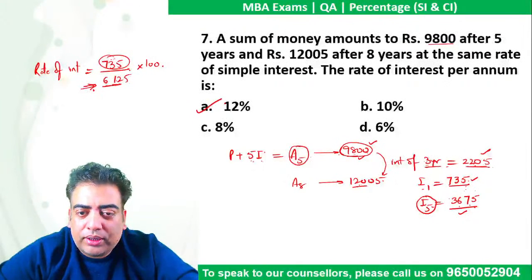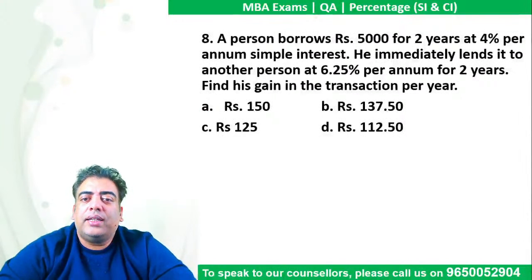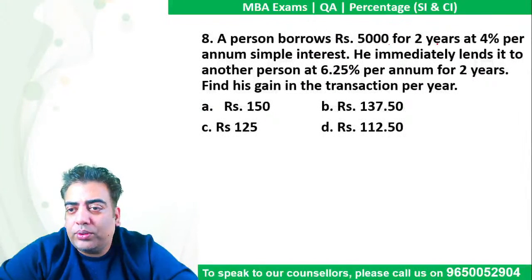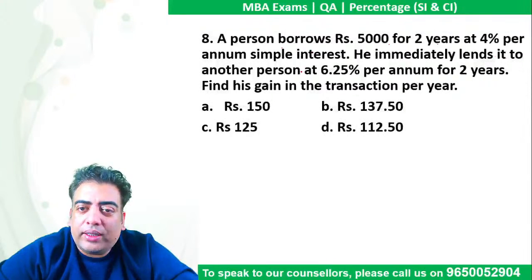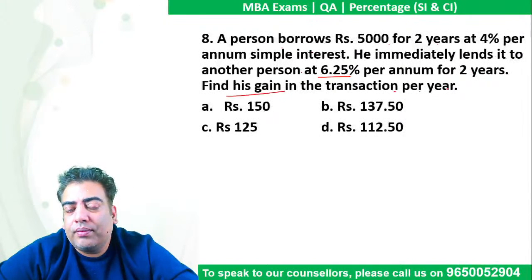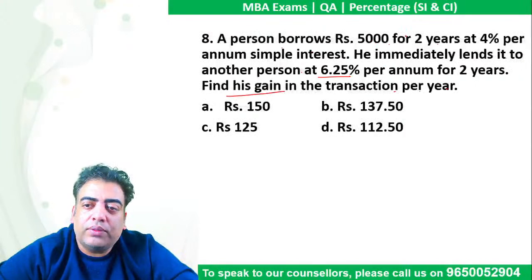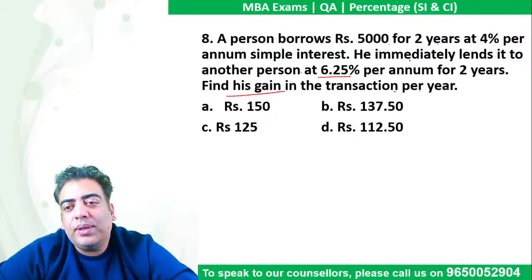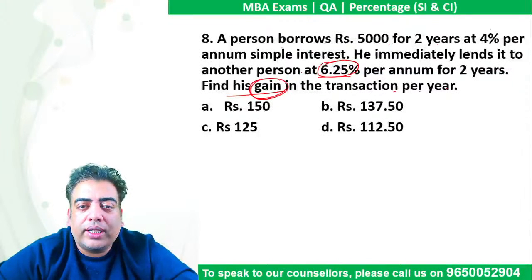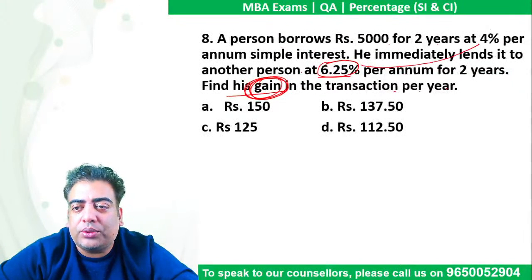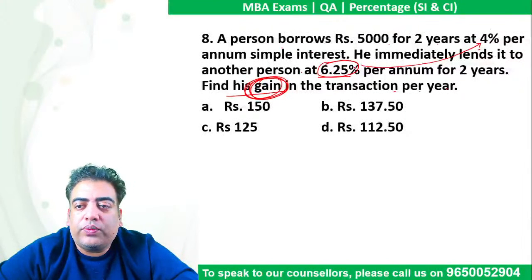Okay, so let's move on. So here it says a person borrows rupees 5,000 for 2 years at 4% per annum SI. He immediately lends it to another person at 6.25% per annum for 2 years. Find his gain in the transaction per year. So if you borrow rupees 5,000 for 2 years at 4% and you immediately lend it to someone else at the rate of 6.25%, can I say your gain will be nothing but the difference between these two? So 6.25 minus 4 comes out to be 2.25%.